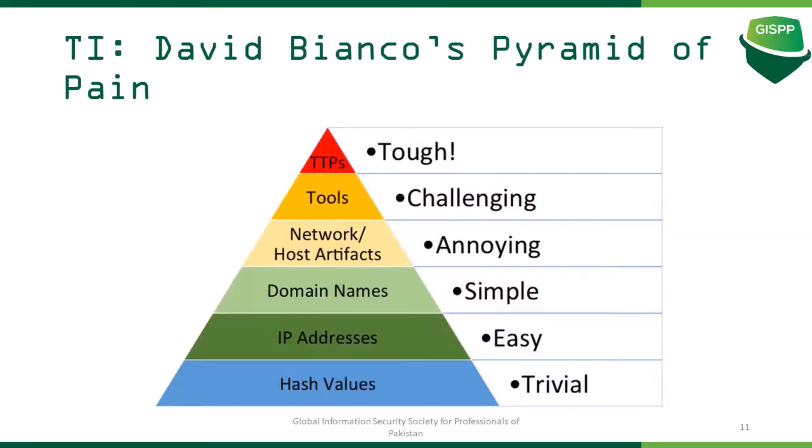Hash values, IP addresses, domain names, network or host artifacts, these are things that can easily be changed. If you change a single keyword within an executable, your hash value will change. IP address, you can always switch from one server to another. Domain name, similarly, host-based artifacts. Let's suppose an APT group is currently dropping an executable in System32, later they can drop the executable in some other folder. I'm just giving you a rough example.